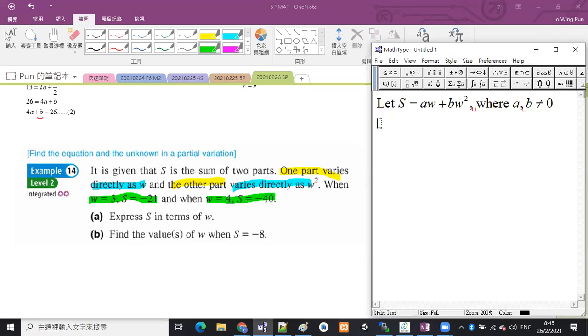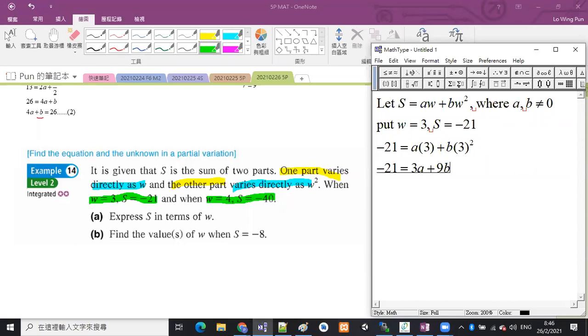So we will put the first group of numbers, W equals 3 and S equals negative 21, into our equation. So negative 21 is equal to A times 3 plus B times 3 squared. And then we simplify the numbers. First, negative 21, no change. And then we have 3A plus 9B. Okay? And then, here let's see if you can build the habit of clearing common factors. We need to clear the common factors. We need to check for the common factors at each step.